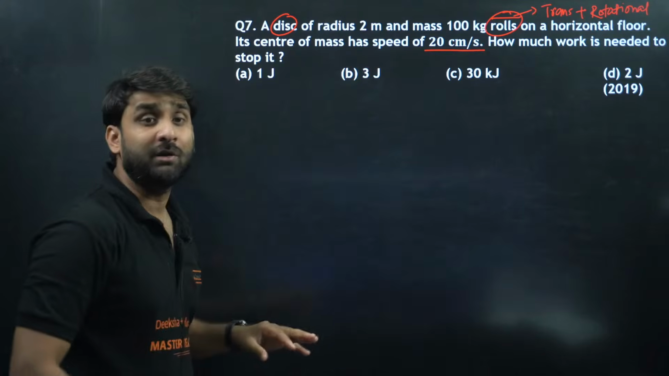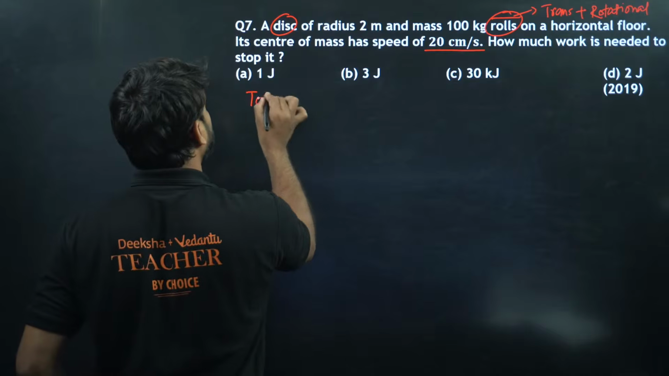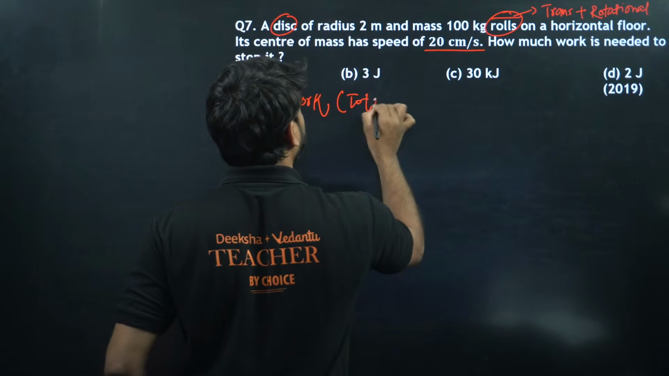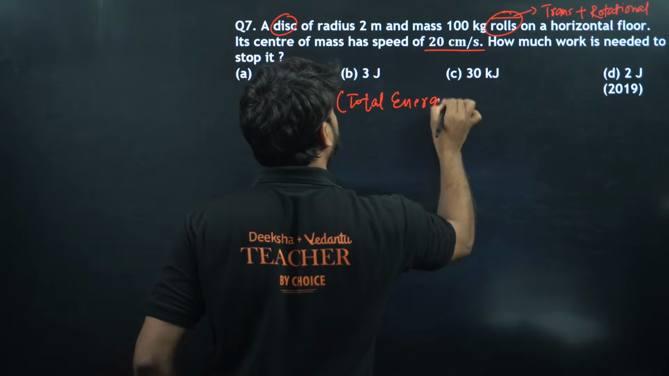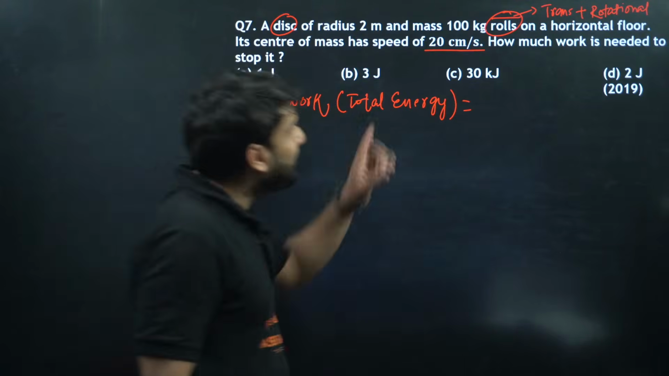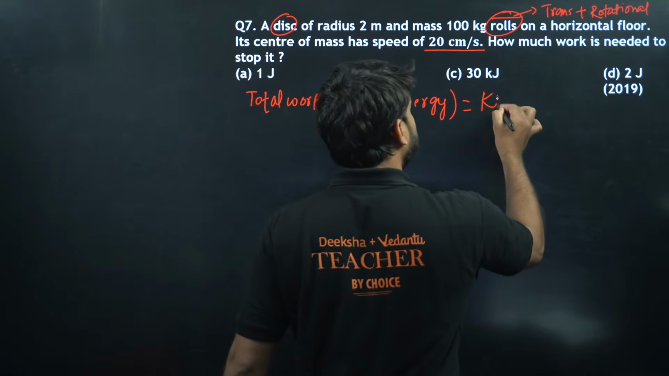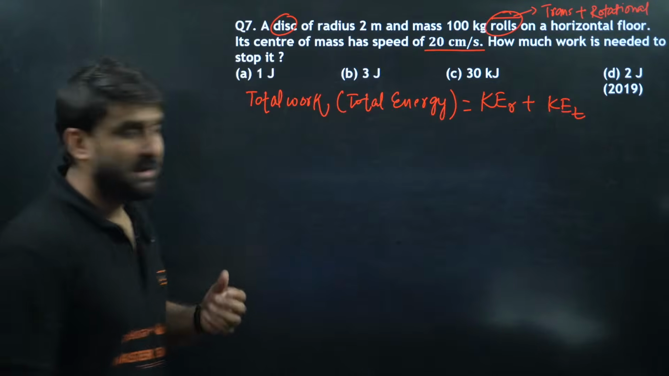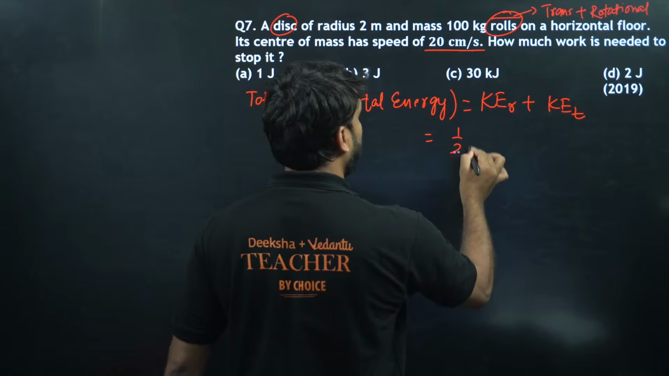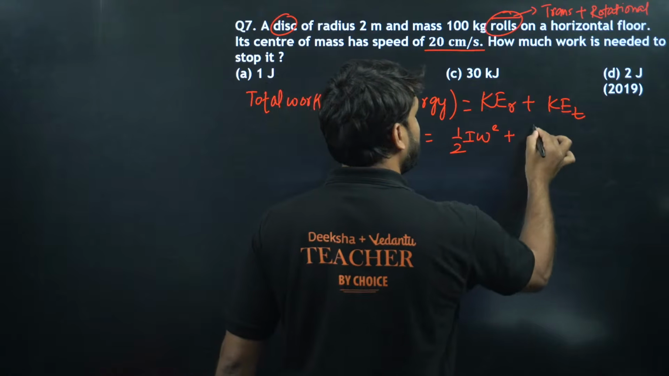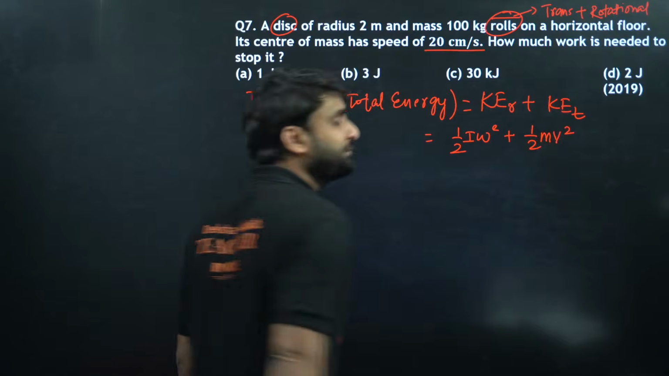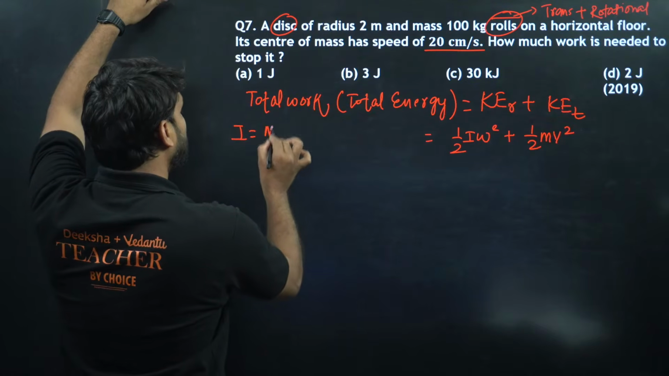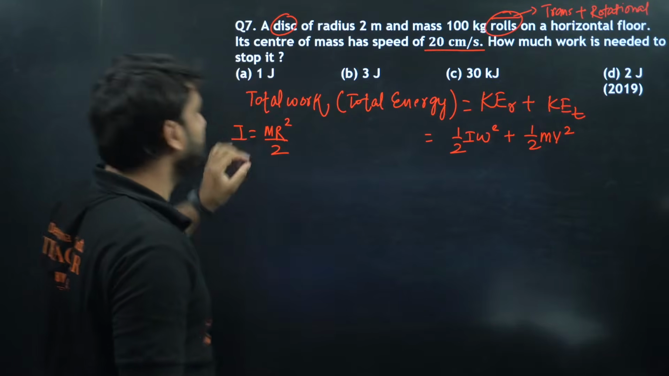So we have to find out here the total work done. So total work is what, my dear champion? Total work means total energy, and total energy means what? Kinetic energy rotational plus kinetic energy translational. Simple. And you all know kinetic energy rotational will be equal to half I omega square, and kinetic energy translational will be equal to half mv square. Is it clear? Now we are talking about a disk here. So for a disk, moment of inertia will be equal to mr square by 2. I hope you know this, mr square by 2.